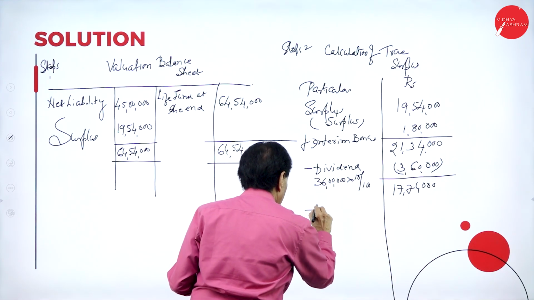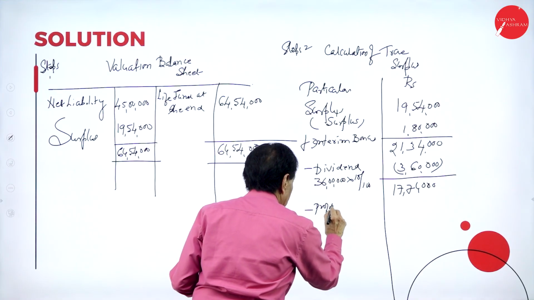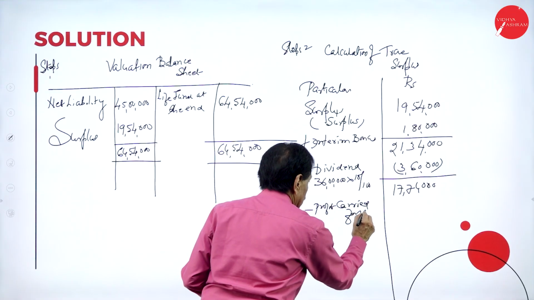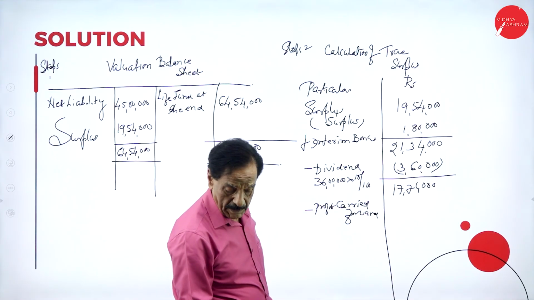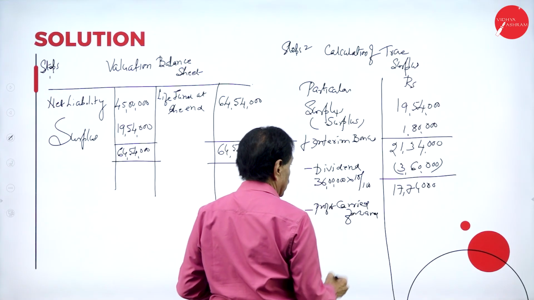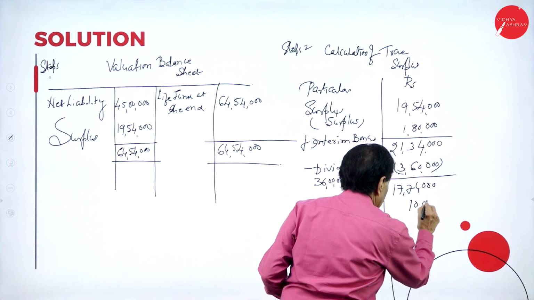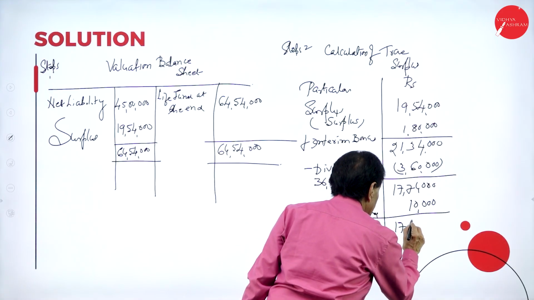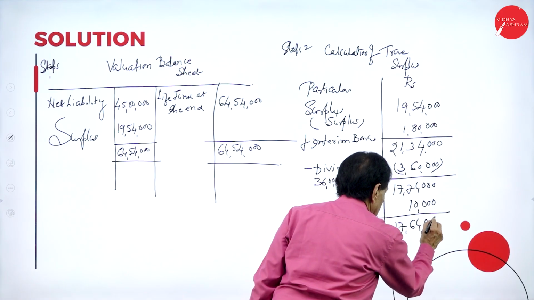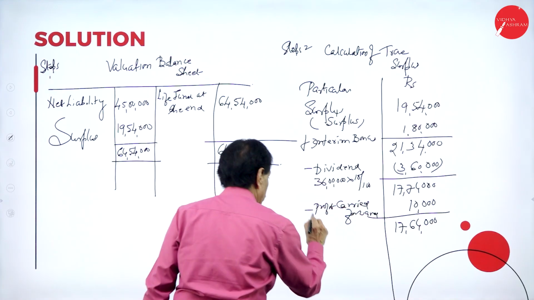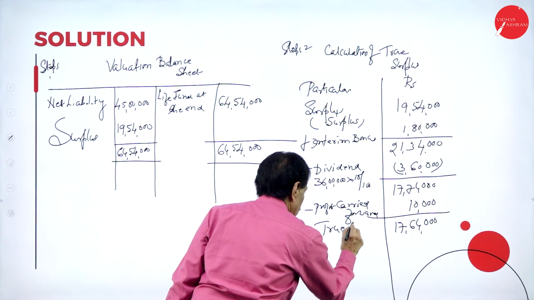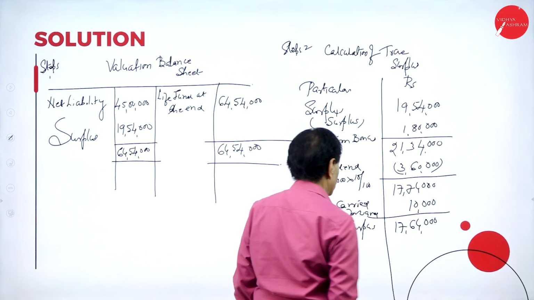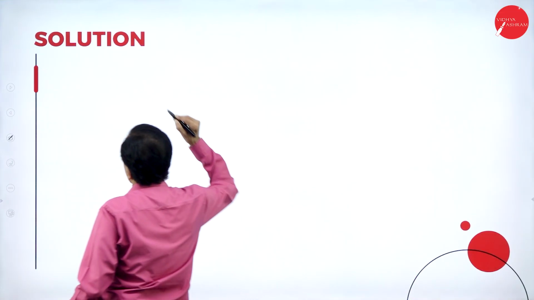17 lakh 74,000 minus profit carried forward 10,000. So 17 lakh 64,000. This is true surplus, 17 lakh 64,000. Now, step number 3.